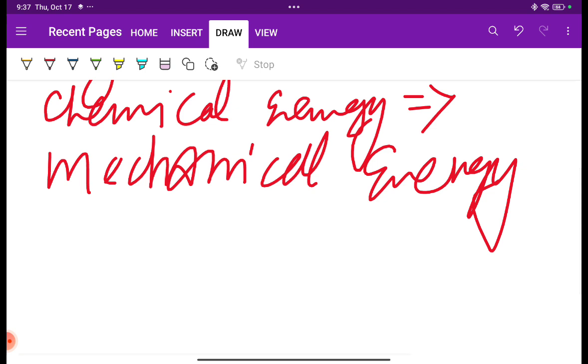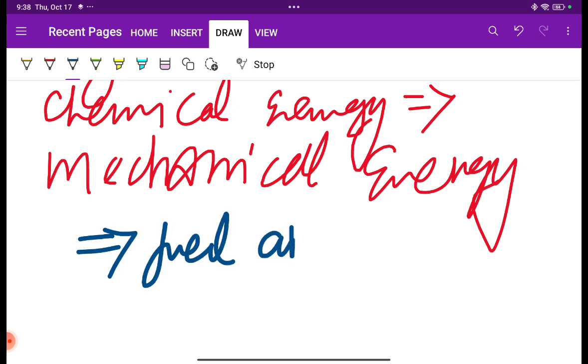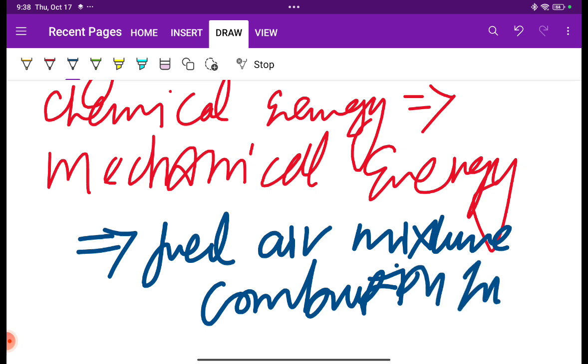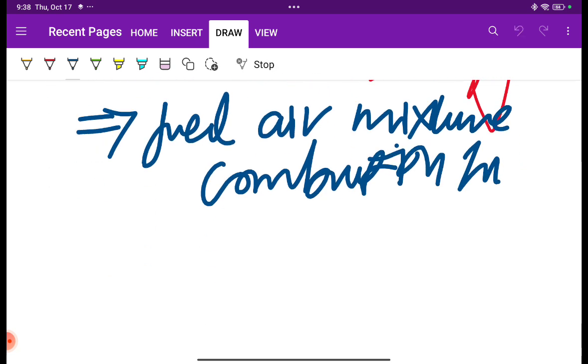Or we can say the engine works by burning a fuel air mixture in a combustion chamber to create a high pressure gas which then powers the engine part. Or we can say it is an engine which works by the fuel air mixture combustion in combustion chamber.